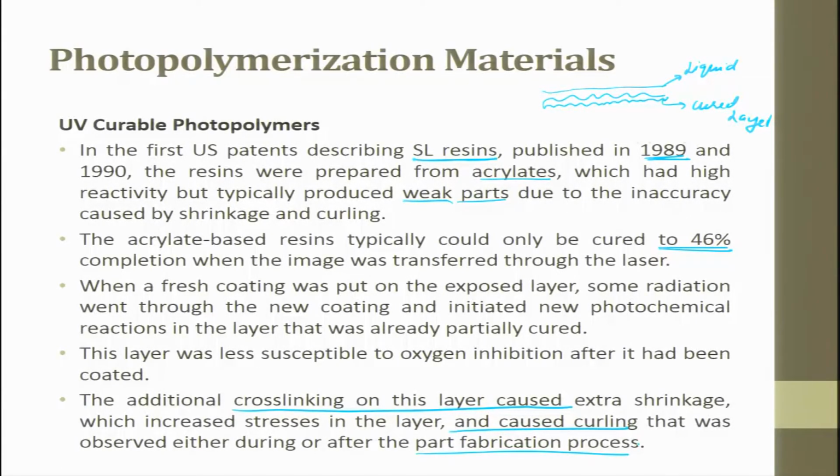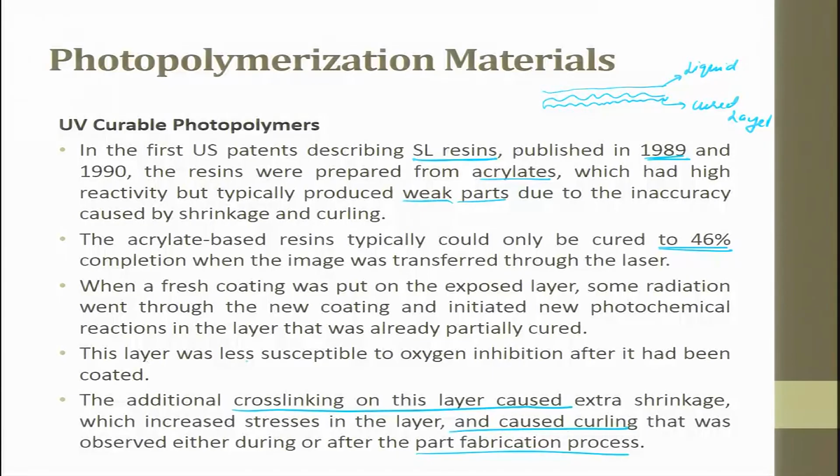So once it is done, over a period of time the polymer starts curing. When it starts curing, it creates curling or warping and then delamination between the layers. So please relook into these two points. This layer was less susceptible. What is this layer? The fresh coating was put on the exposed layer, some radiation went through the new coating and initiated new photochemical reaction in the layer that was already partially cured, right?